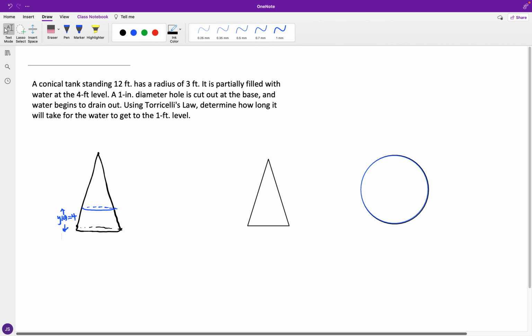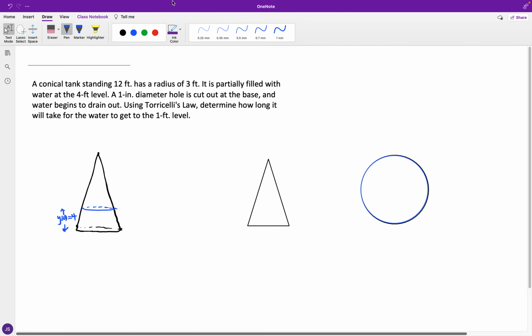And just like the cubical tank from earlier, we're going to have a 1-inch diameter hole cut out at the base. And once again, we have water beginning to drain out. We want to determine not how long it's going to take for the water to completely drain out, but for the water to get to the 1 foot level.